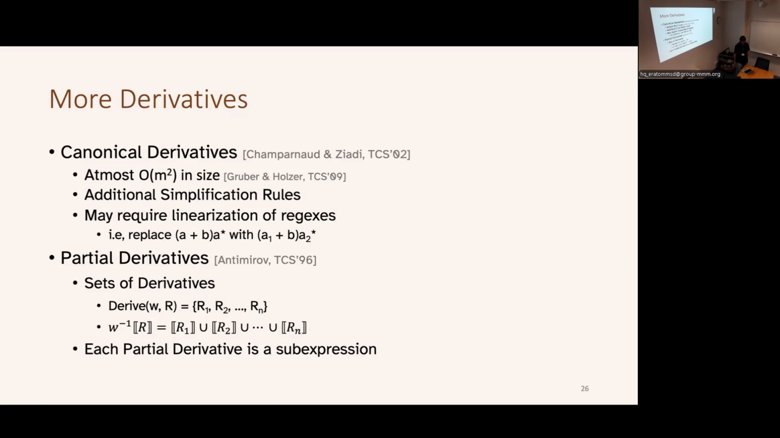And since these partial derivatives would actually be sub-expressions of the original expression, we do know for a fact that the partial derivatives are each bounded in size by a linear bound.